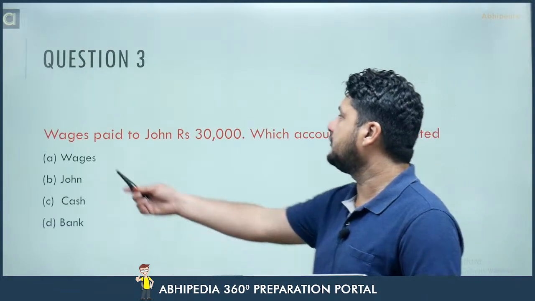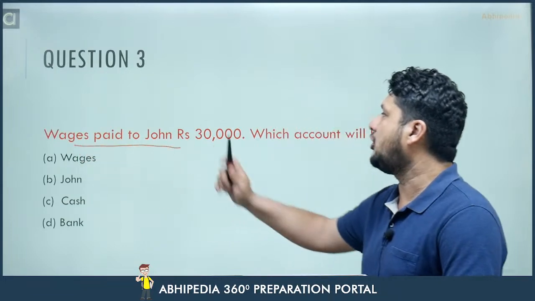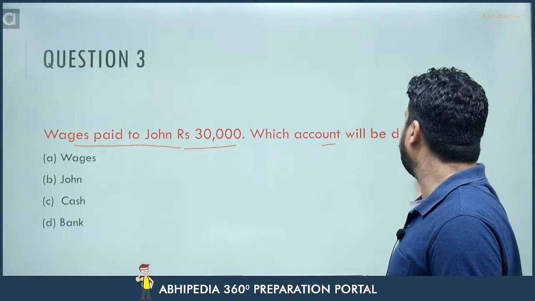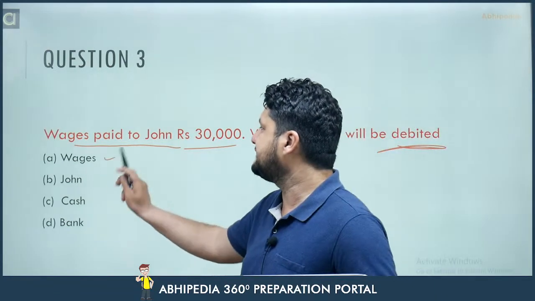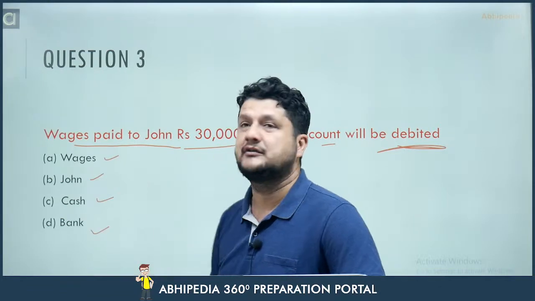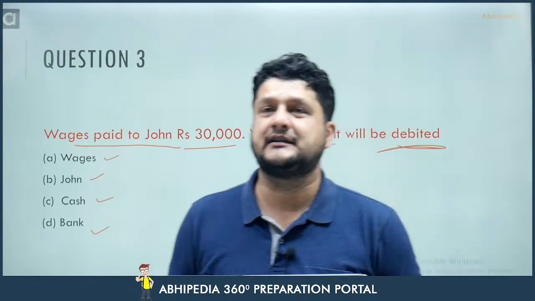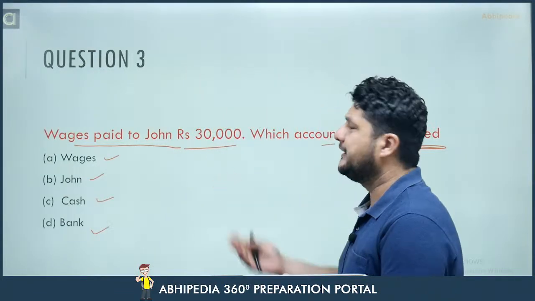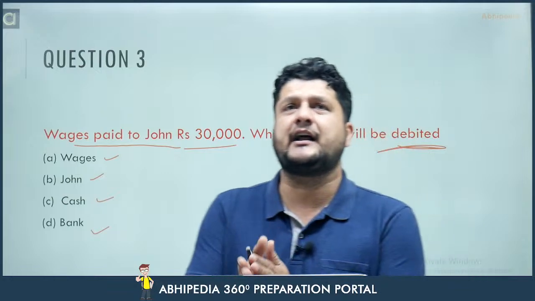The next question for today is: wages paid to John, rupees 30,000. Which account will be debited? Wages account, John account, cash account, bank account. Give it a try and then I will explain the answer to you.